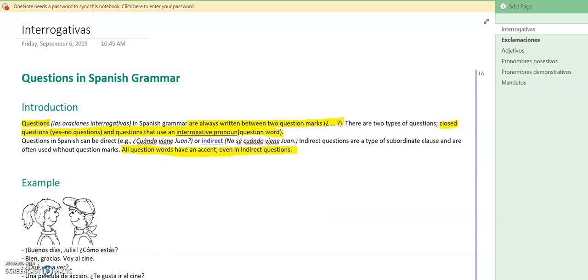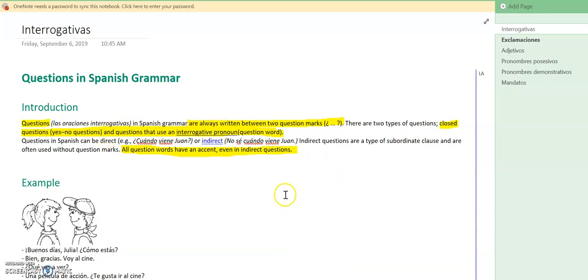You have guided notes to fill in as you do the video. So please make sure that you are filling the chapter 1 section, and we're going to start with interrogatives. And interrogatives, as you can see, are just questions in Spanish, more questions in English, but we're going to do Spanish. And right here, they're always written between two question marks, which we know. There are two types of questions: closed questions, which are yes or no questions, and questions that use interrogative words.